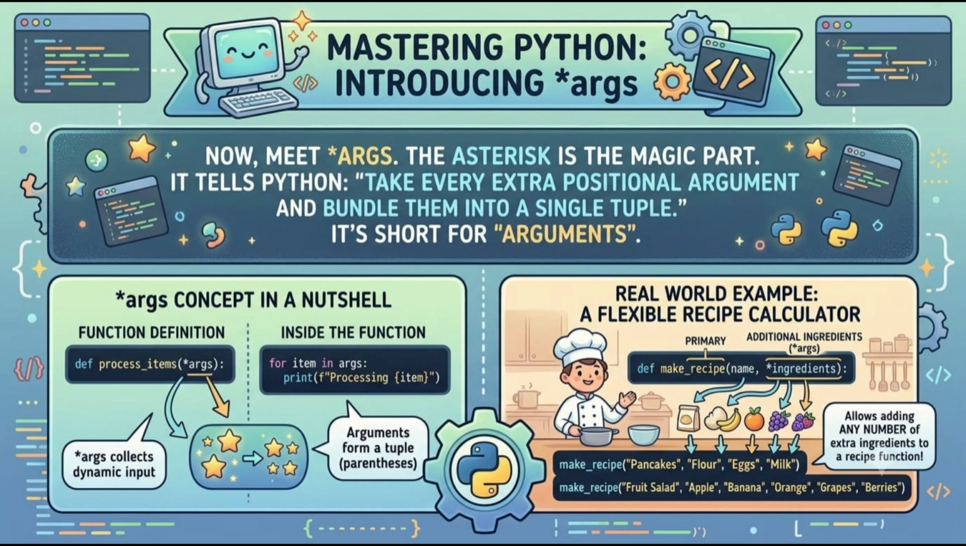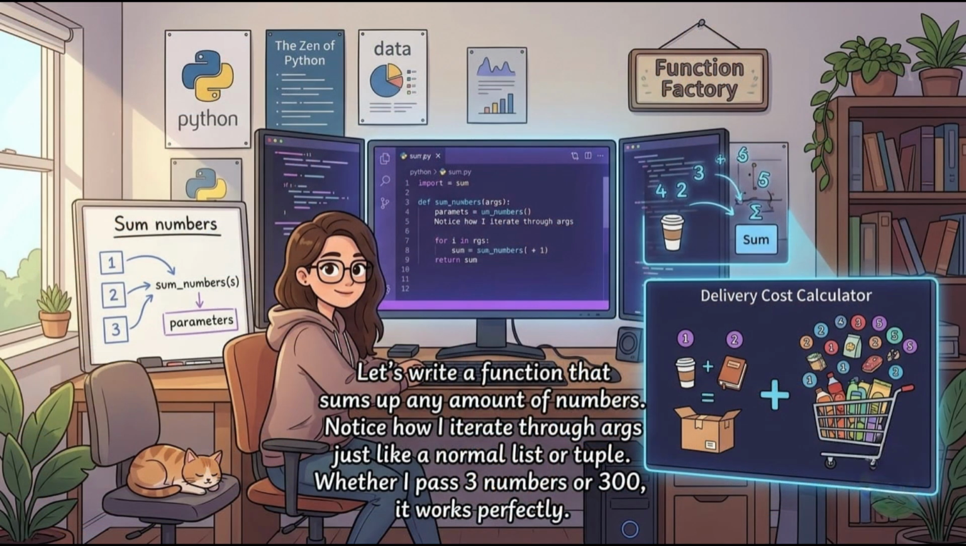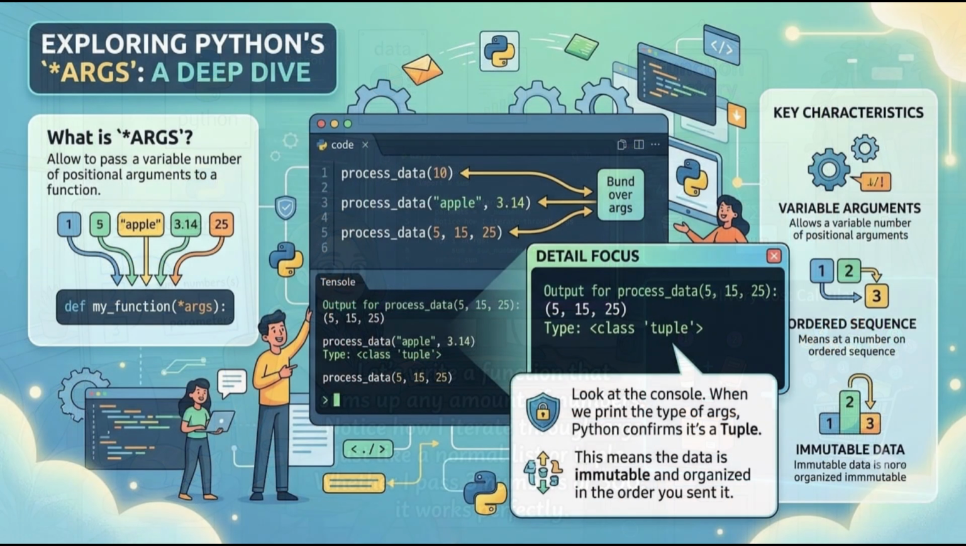Now, meet *args. The asterisk is the magic part. It tells Python, take every extra positional argument and bundle them into a single tuple. It's short for arguments. Let's write a function that sums up any amount of numbers. Notice how I iterate through args just like a normal list or tuple. Whether I pass 3 numbers or 300, it works perfectly. Look at the console. When we print the type of args, Python confirms it's a tuple. This means the data is immutable and organized in the order you sent it.